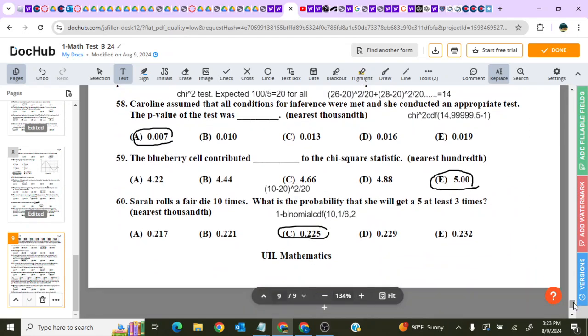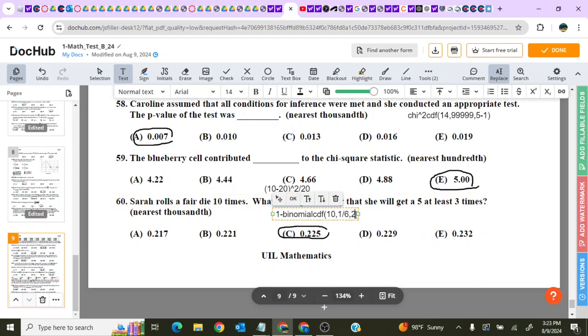Sarah rolls a fair die 10 times. What's the probability she will get a 5 at least 3 times? Okay, binomial CDF will give you the probability that an event occurs that many times or less. There are 10 trials, and the probability of getting a 5 is 1 over 6 because there are 6 possibilities on a die. We're looking for 2 or less, because the probability of 3 or more is 1 minus the probability of 2 or less. Hopefully that makes sense. So do that, subtract it from 1, and you get a value of 0.225.